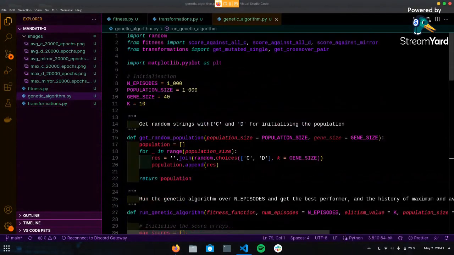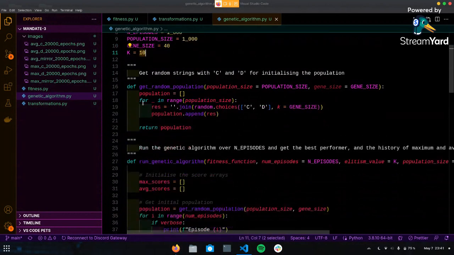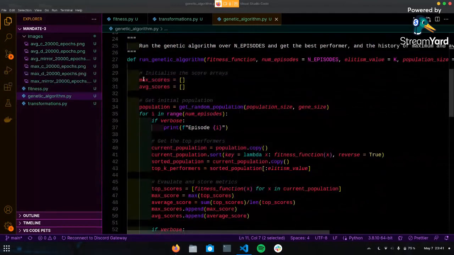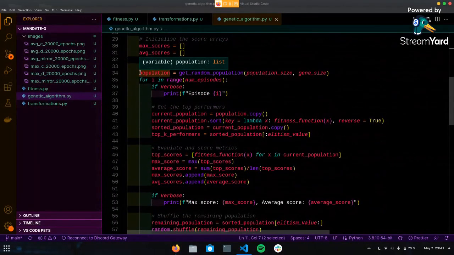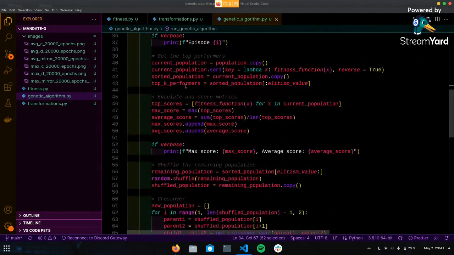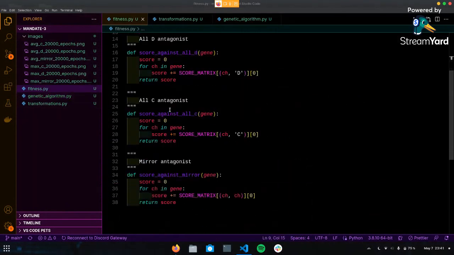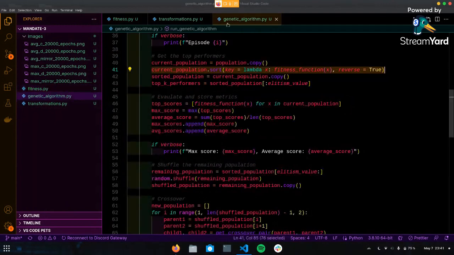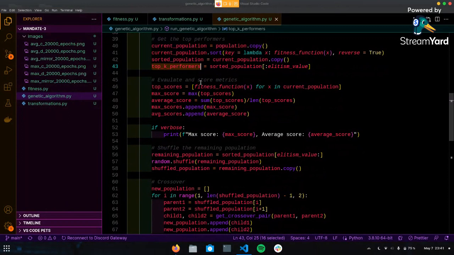Now let's look at the entire code itself. So we have number of episodes, the population size, the gene size, which is a 40 length string, and K, which I'll come to now. The main meat and potatoes of this algorithm is you get a population and you start to iterate over episodes. So you sort it by the particular scoring function or fitness function you have. This could be either one of score against all D, score against all C, score against mirror, and so on. When you get that, you get the top K performer. So that's where K comes from, and that basically is your elitism constant.